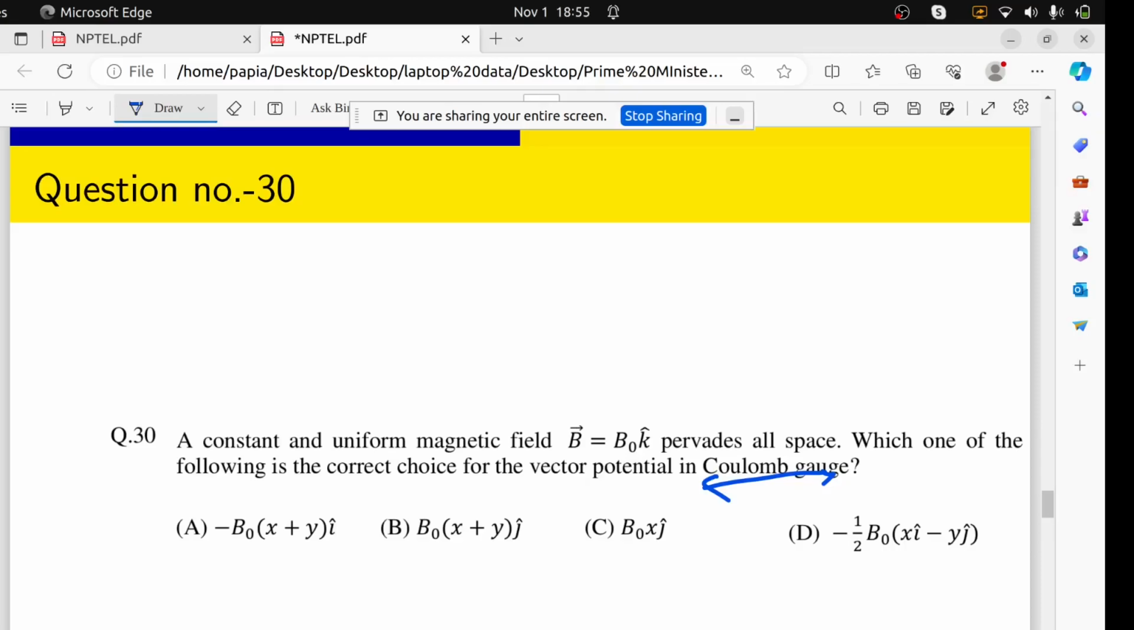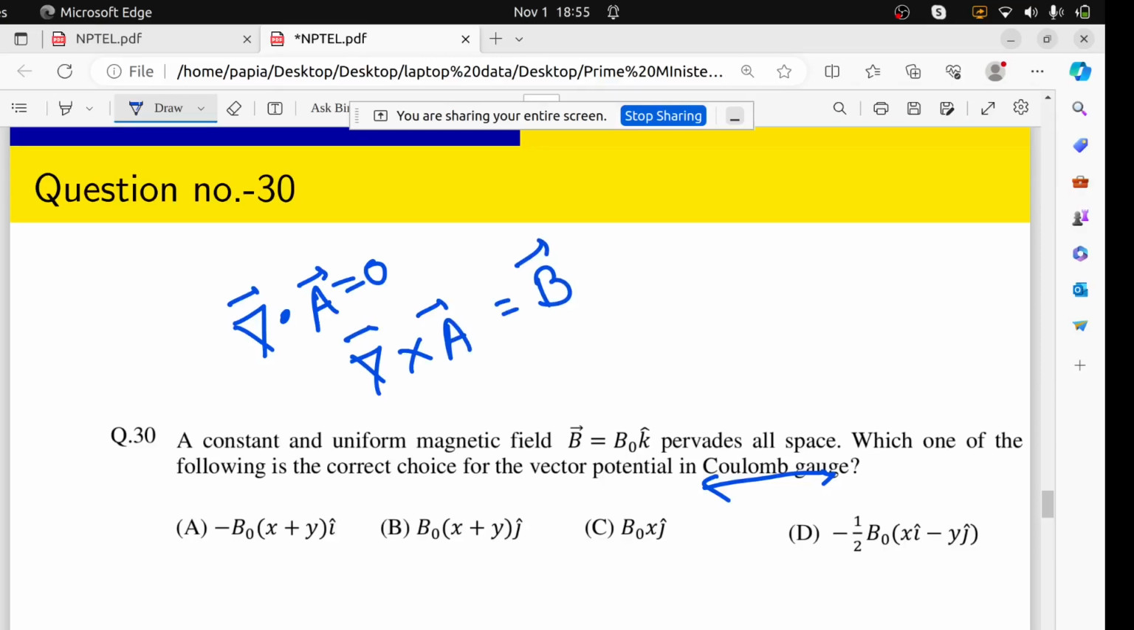Good. That is the most important thing in this question, nothing more than that. We only have to know the condition for Coulomb gauge, and from that condition we can get the answer. The Coulomb gauge condition is two conditions, not one. One is del dot A equals 0. Another condition is that curl of A is B.